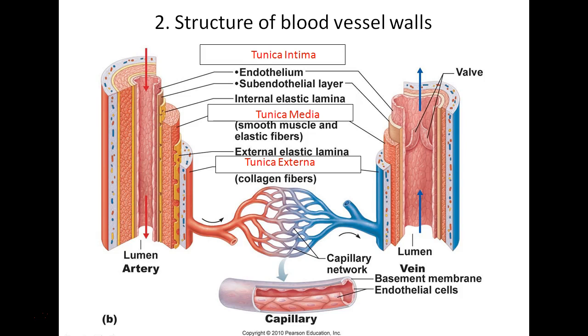That's going to be composed primarily of areolar connective tissue with some elastic and collagen fibers mixed in. This tunica externa is going to help anchor this blood vessel to other structures, and also you can see there's even smaller vasculature in there that's going to provide nourishment to the blood vessel as well.